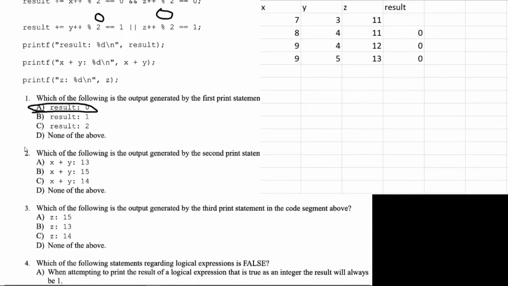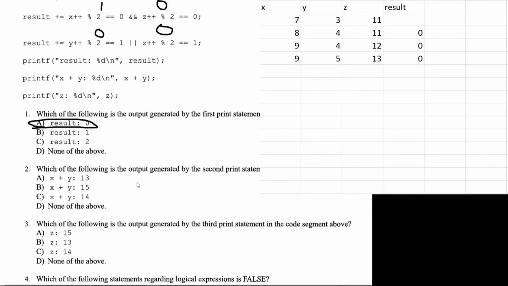So moving on to the next question, it asks, which of the following is the output generated by the second print statement in the code segment? We look at the second print statement, and it's printing x plus y. Now we look at our tracking table, and we can see x is 9, and y is 5. So x plus y, 9 plus 5 is 14. The answer is C.